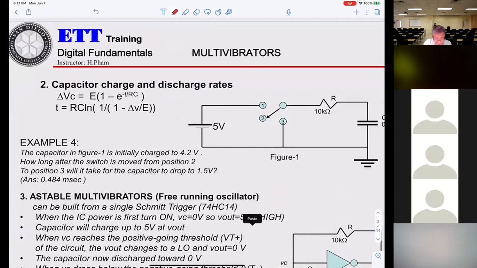That's supposed to be example 5, not 4. The capacitor is initially charged to 4.2 volts. How long after the switch is moved from position 2 to position 3 will it take for the capacitor to drop to 1.5 volts? So, same formula, RC log 1 over 1 minus delta VC over E. I want to know what E and what delta VC are.